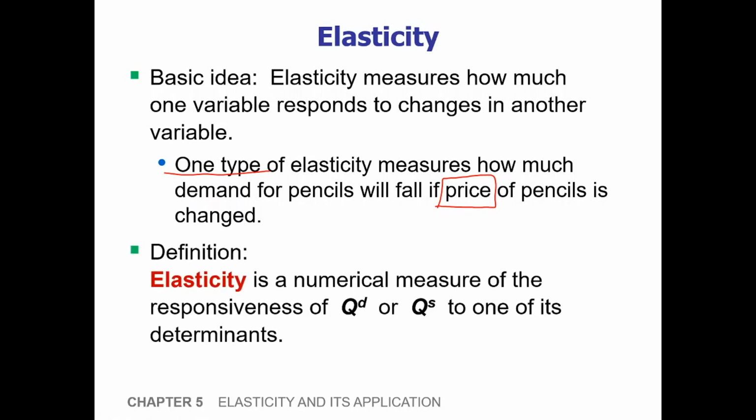And finally, we have the definition of elasticity. Elasticity is a numerical measure of the responsiveness of quantity demanded or quantity supplied to one of its determinants. So we have determinants of demand and determinants of supply, which simply means those are the factors which have an impact on demand or supply. So if one of those factors changes, how much demand will change. That's the basic idea, and that's the definition of elasticity.